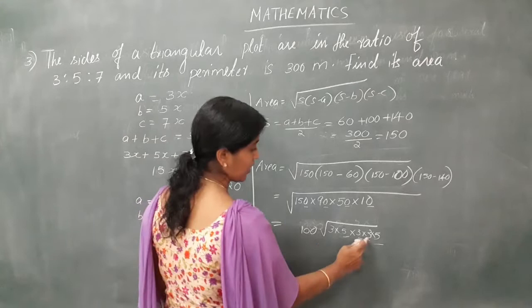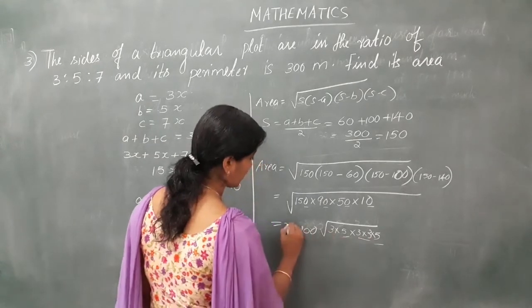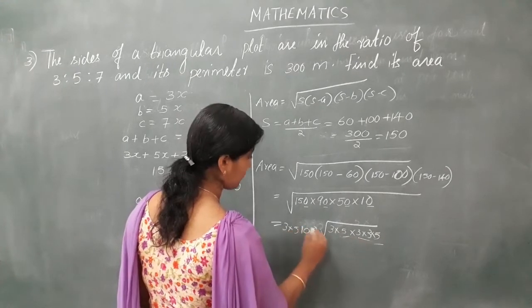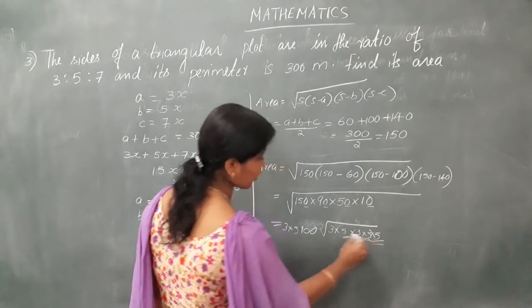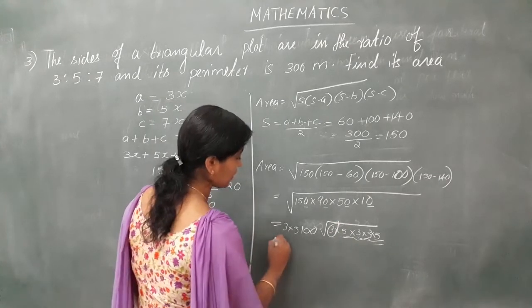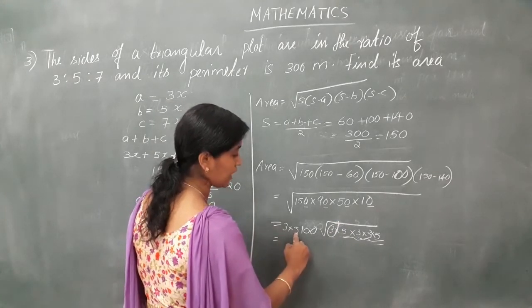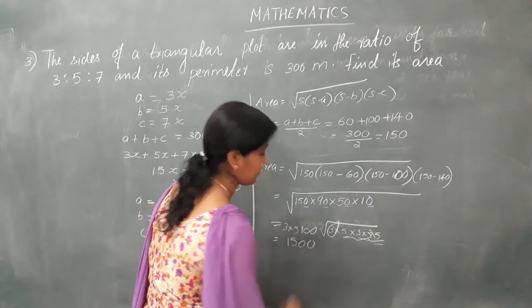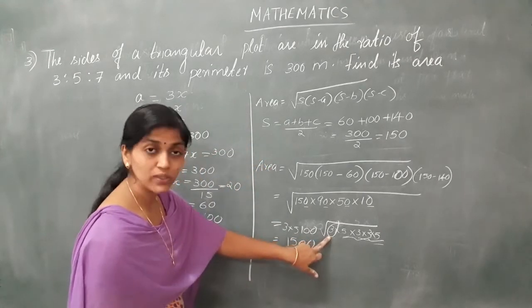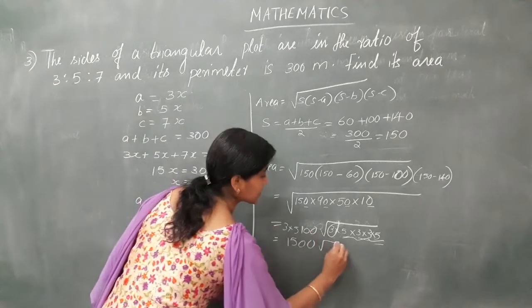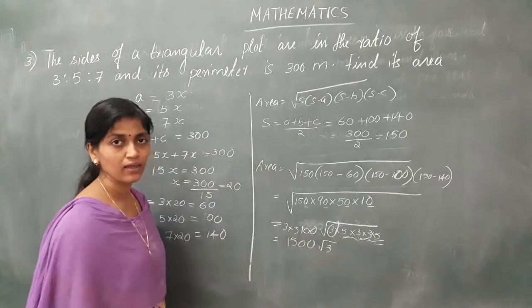Next, what is there? 3 is having a pair, so 3 will come outside. 5 is also having a pair, so 5 will come outside. So all this part is over. What is left here? 1, 3 is left inside the root. Which means you will get 3 into 5, 15. 15 into 100 is 1500. Then 3 was not having a pair, so it will remain inside the root itself. This is our answer.